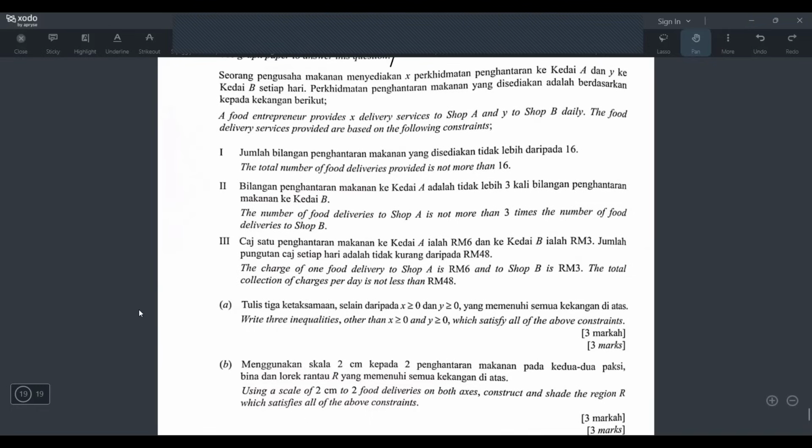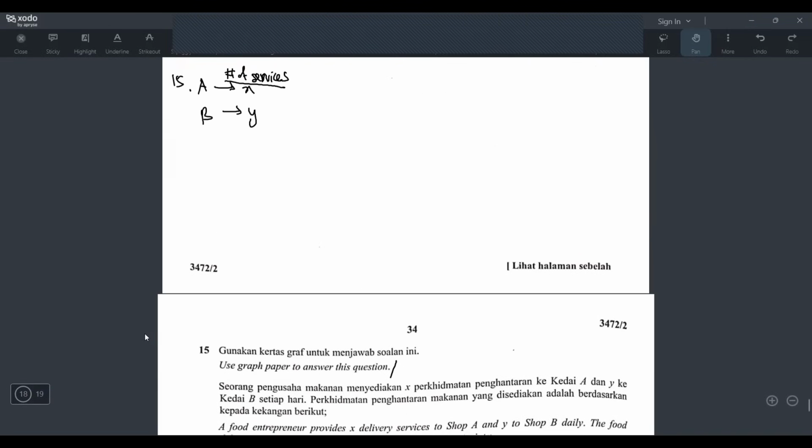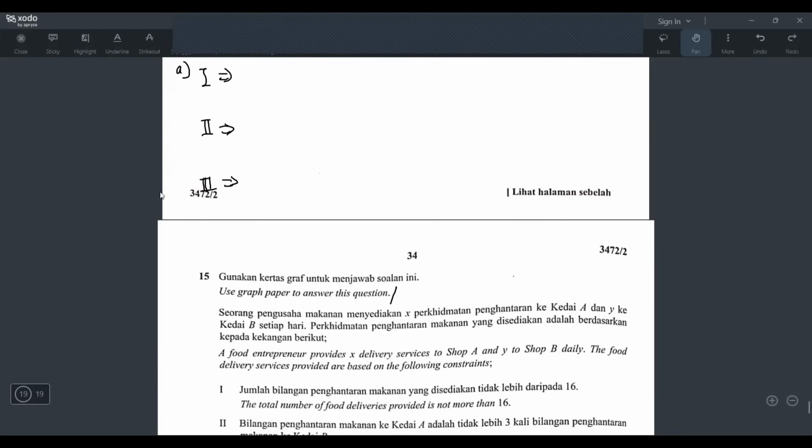Terus baca A. Write 3 inequalities other than x bigger 0, y bigger 0, which satisfy all the above constraints. So now I have to write 3 inequalities, first one, second one, third one. Okay, let's look at the first one. The first one says the total number of food delivery provided is not more than 16.